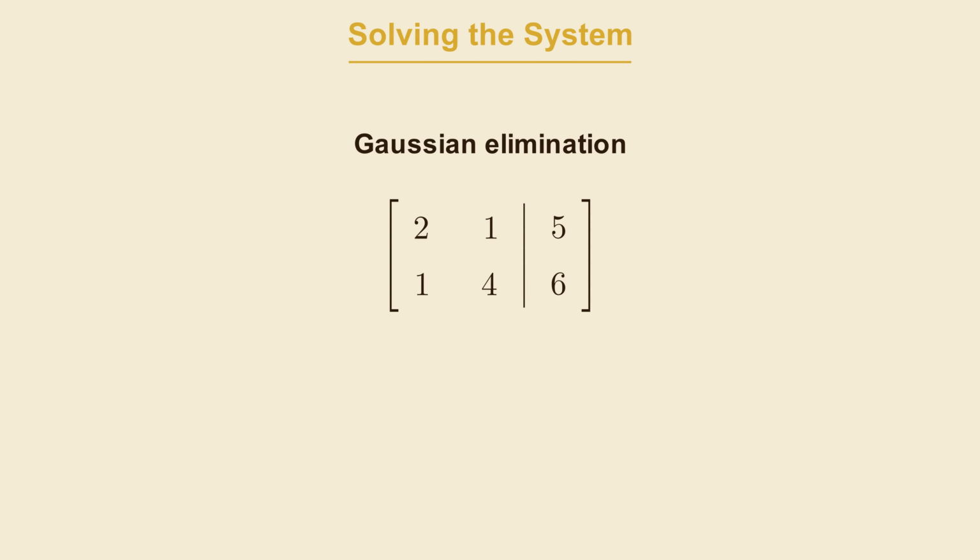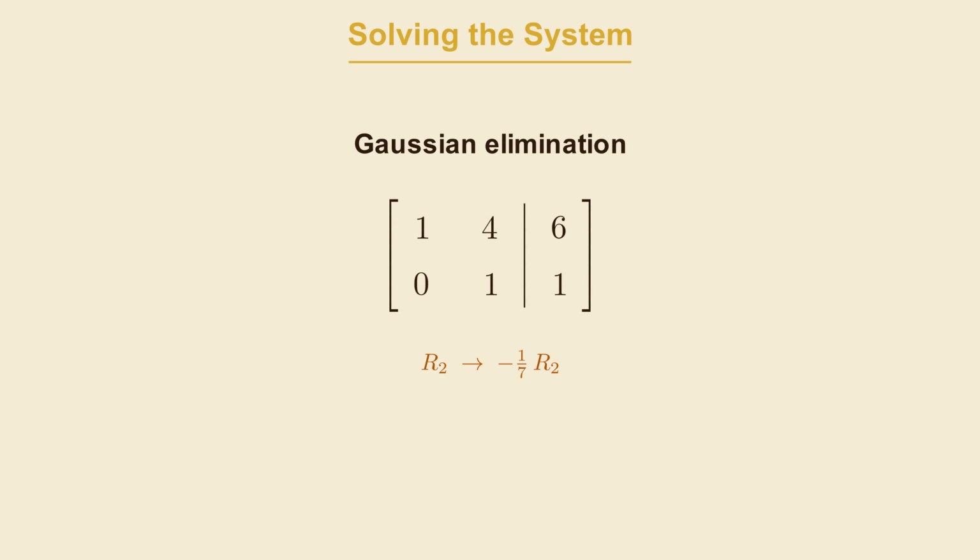To set up a clean pivot in the top left, we swap the rows. The top row becomes 1, 4, 6, and the bottom row becomes 2, 1, 5. To eliminate the 2 in the bottom left, we replace the bottom row with the bottom row minus 2 times the top row. The bottom row then ends up at 0, -7, -7. We scale that bottom row by -1 over 7, leaving 0, 1, 1.